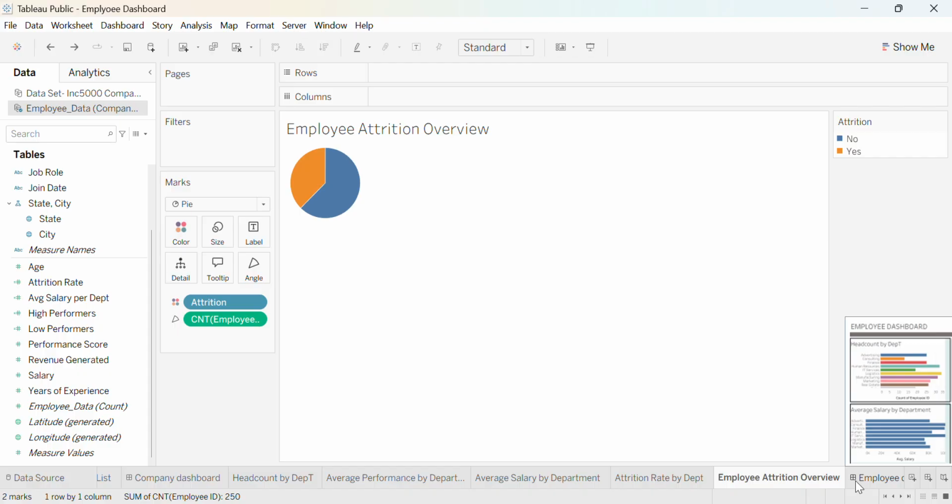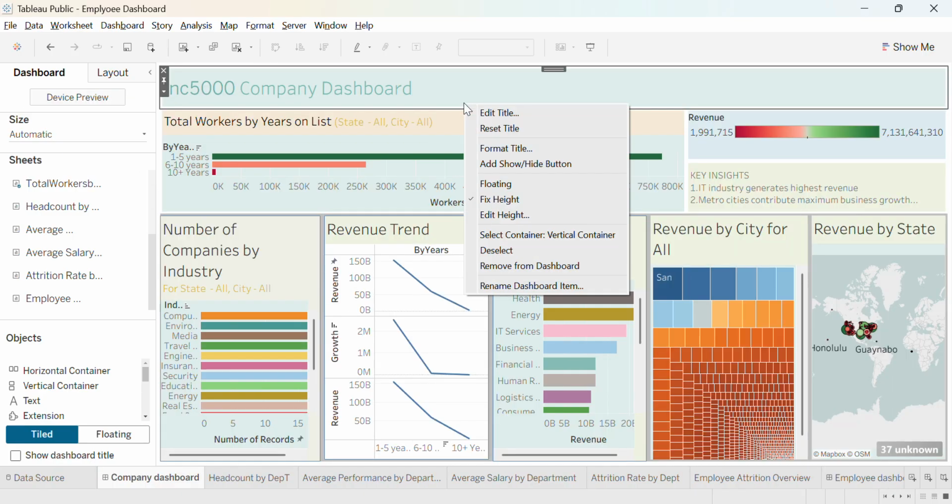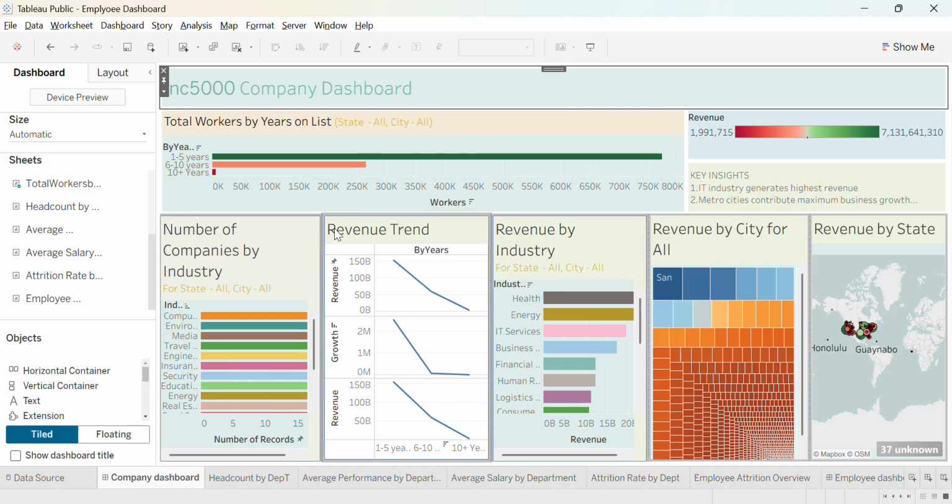This is the full employee dashboard. It is the navigation button. When I click, it will directly go to the company dashboard, and this is my company dashboard. Now I will explain the company dashboard.